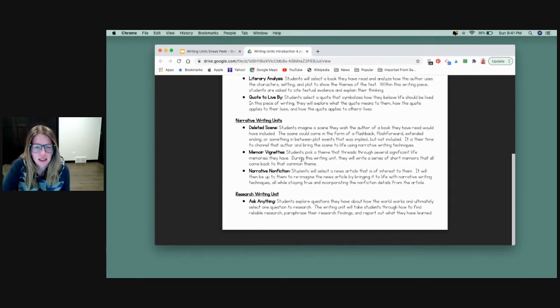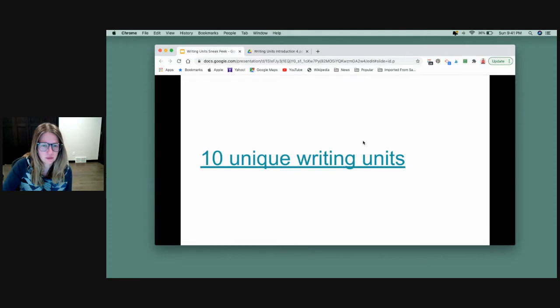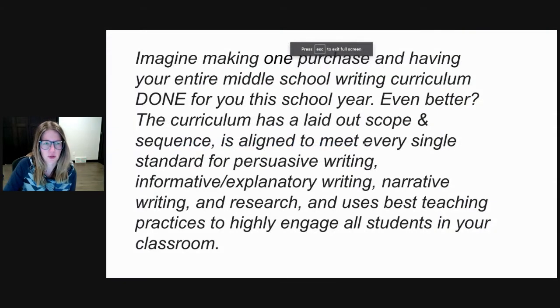The memoir vignettes: students pick a theme that threads over several significant life memories they have, and they write short memoirs that all come back around on that common theme. The narrative nonfiction: students select a news article that they like, and then they reimagine the news article as a story that they bring to life with narrative writing. And the last one is a research writing unit, where students explore questions that they have and ultimately pick one of those questions to research and write a research paper about. So those are the 10.